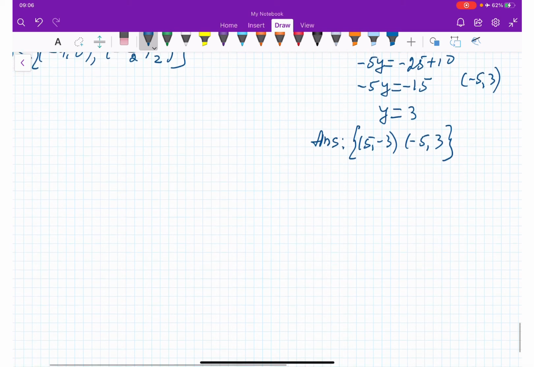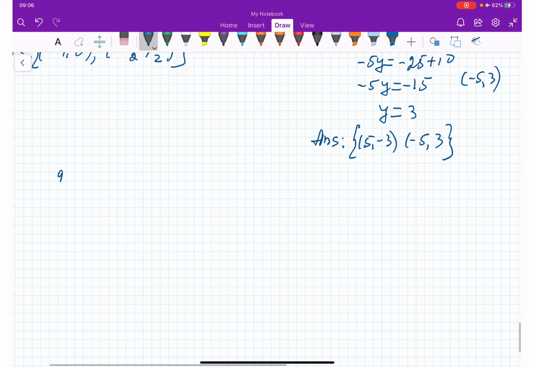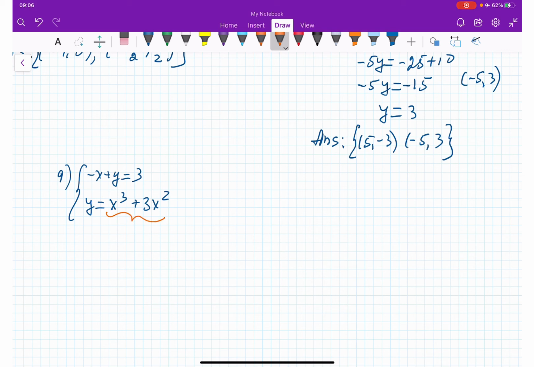Question number 9. We have negative x plus y equals 3. And we have y is equal to x cubed plus 3x squared. Well, y already says how much it is. y is equal to x cubed plus 3x squared. So I'm just plugging this whole expression, x cubed plus 3x squared, into y, right?